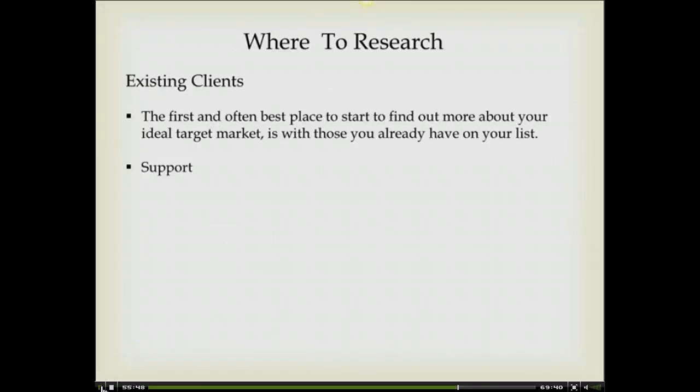Where to research. We've talked about the need to research. Now let's talk about some places that you can go to research. The first and probably foremost place that I would go would be to existing clients. And this is why it's so important for you to start building a list and getting customers so that you have existing clients. Basically the first and often best place to start to find out more about your ideal target market is those you have on your list already, your existing clients.